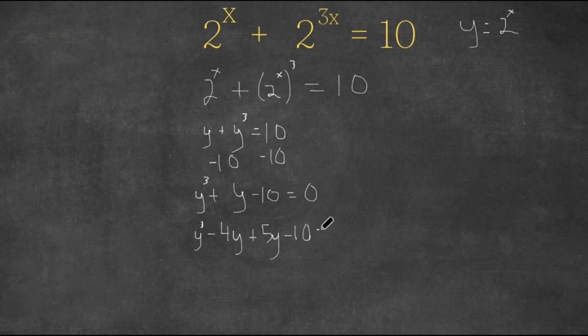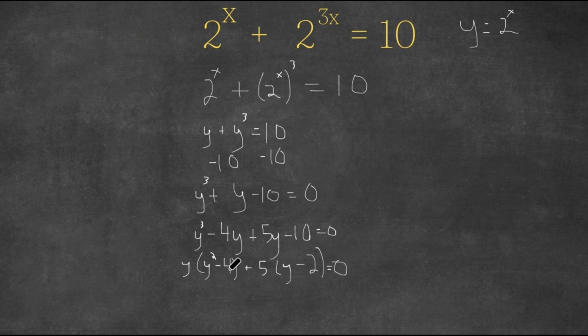And this equals 0. Now, from y to the power of 3 minus 4y, we're going to factor out y. So we get y times y squared minus 4. And from 5y minus 10, we're simply going to factor out 5. So we have plus 5 times y minus 10 divided by 5 is 2. And all this still equals 0.